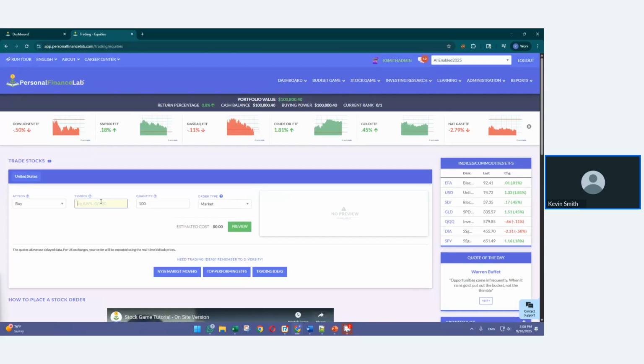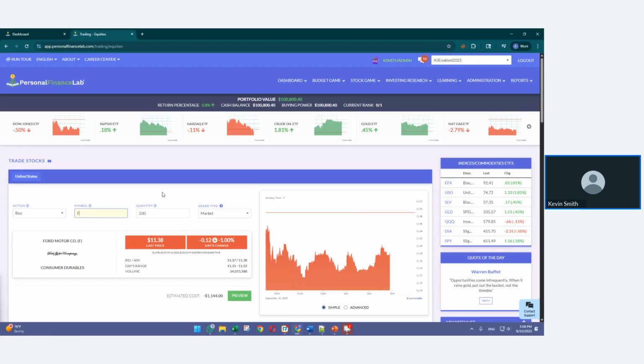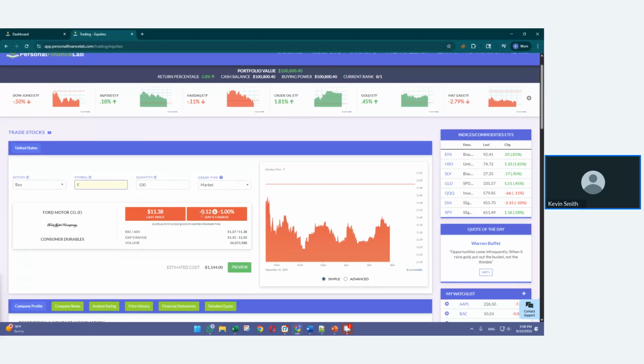But let's say I want to buy Ford. I can just start typing Ford with a symbol lookup built into here. And then it loads up some of the quote information. It loads up a chart. You know, this is color coded. It's red if the stock is down for the day. It's green if it's going up for the day.